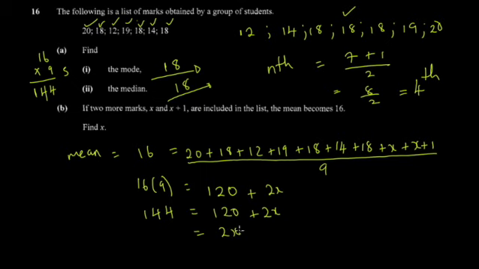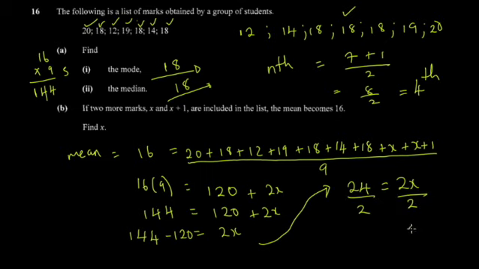Then you get 2x here. I'm going to transpose this to the side, so it becomes 144 minus 120. So let me write this properly. Minus 120 like this. This one minus this one, you get 24. So you get 24 equal to 2x. Then you divide both sides by 2, and you get x equal to 12. So this is how you'd work it out.